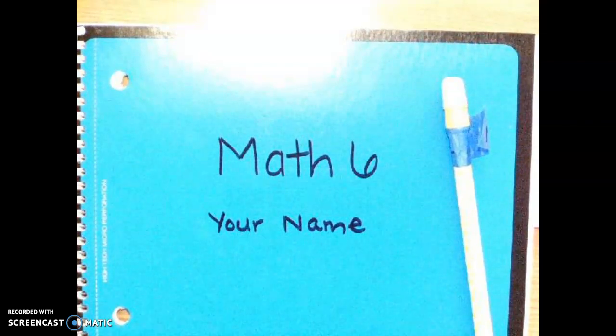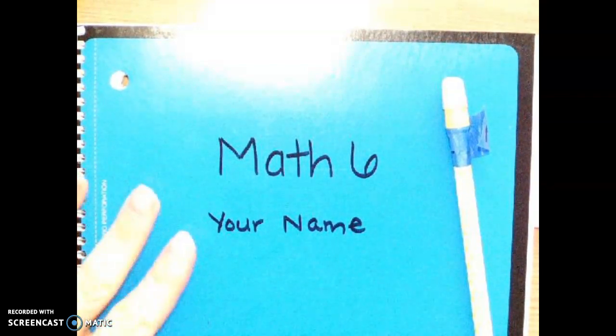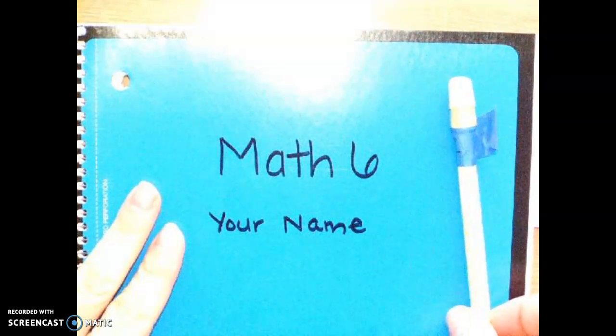Hello students, this is Mrs. Pinnock. We're going to take some notes on area and perimeter. You need your math comp book and a pencil. Please open up to the next empty page in your comp book.